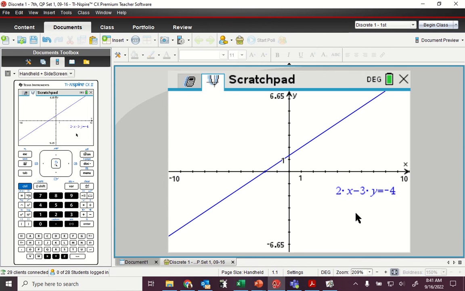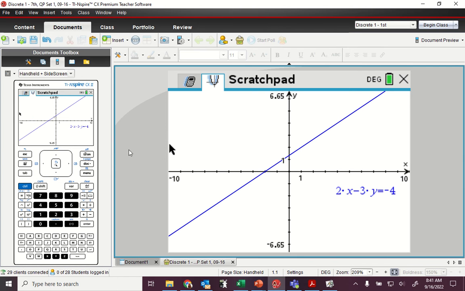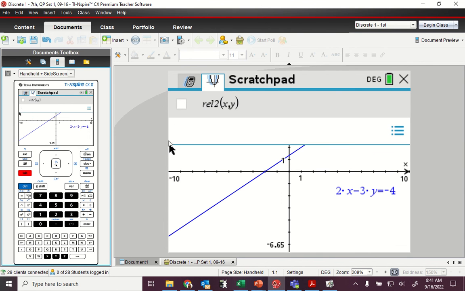Now, I'm going to do it again for that second one. To enter another graph, I hit tab, right here on the left. Dang it, get off there. Tab. And so now it says relation 2. Now it's going to be 2x plus y equals positive 4. Is anyone having trouble getting to this part?